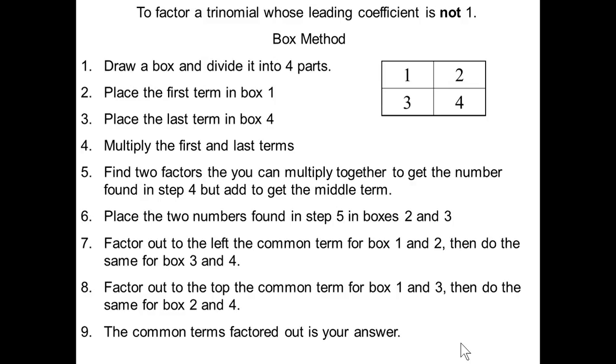From here, you're going to factor out what's in common in 1 and 2. You're going to factor out what's in common in 3 and 4. You're going to factor out what's in common in 1 and 3. And you're going to factor out what's in common in 2 and 4. And you have an answer. Okay? So if you're a right-brain person, make sure you get this. If you're a right-brain person, these words mean something to you. If you're a left-brain person, you need to see some numbers. So I'm going to show you some numbers.